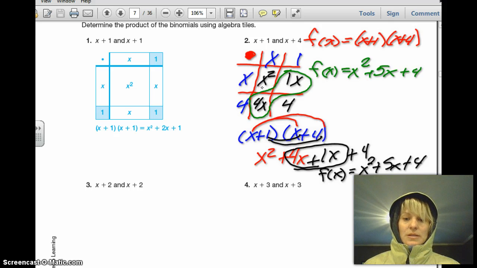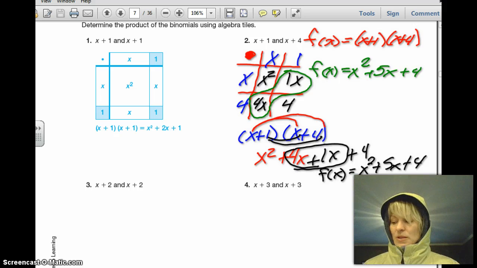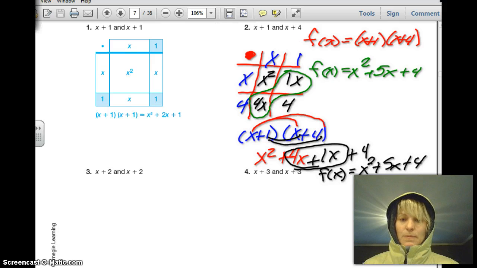So you can either box it, or you can distribute it. Some people use the FOIL method, but I find the distribute method just to be a little bit easier. The FOIL method is somewhat confusing after a while. Hopefully you can see this.